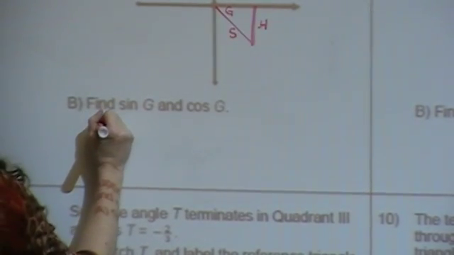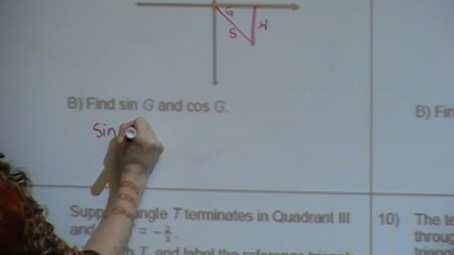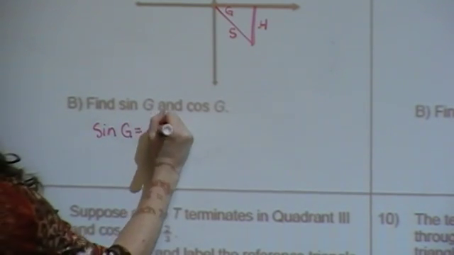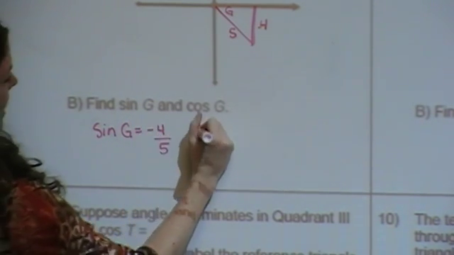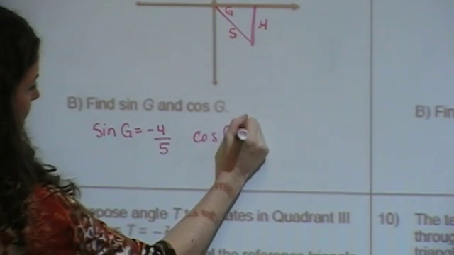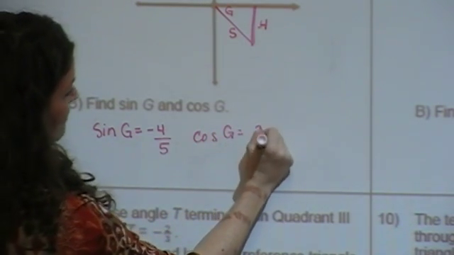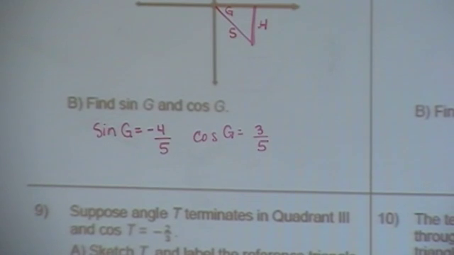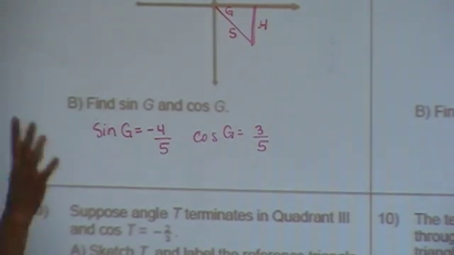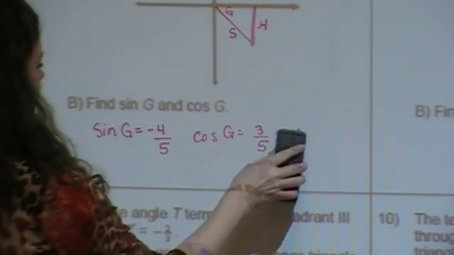So sine of angle G is -4/5. And cosine of G is 3/5. And we just said it's in quadrant 4, so cosine stays positive. Everybody good? Okay, so you do 8 and 9, and then I'll check them, and then we'll talk about 10, because it's a little different.